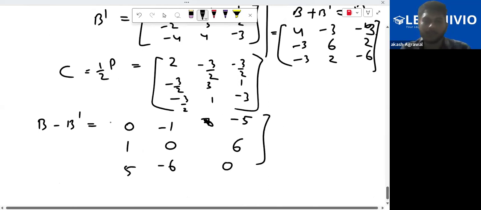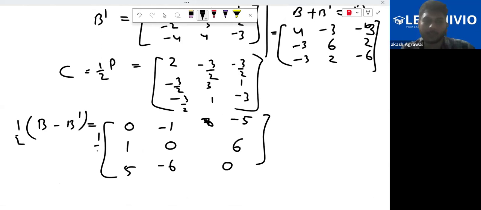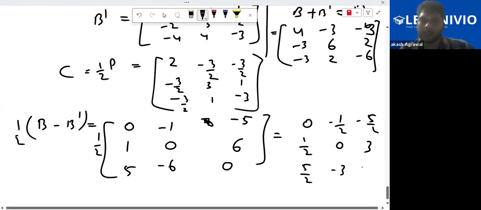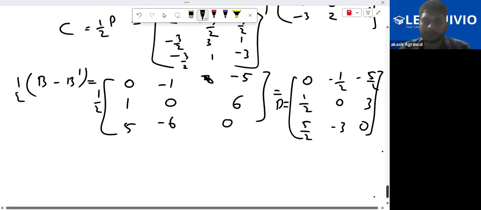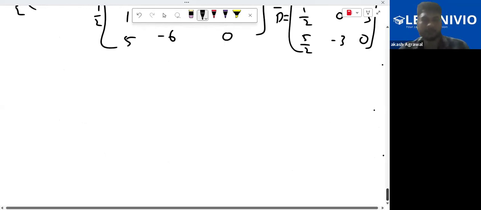Okay. Zena got this as the second matrix. You just multiply by half. Yes, sir. So when you multiply by half, you'll have 0, minus 1 by 2, minus 5 by 2, 1 by 2, 0, 3, 5 by 2, minus 3 and 0. Okay, Rishita, suppose this is matrix D. So now if you add this C and D, you will see that you get the same matrix back. Okay. All clear? Yes, sir.